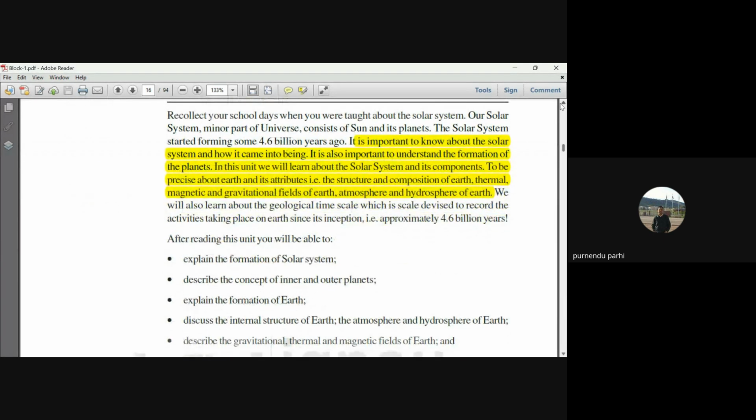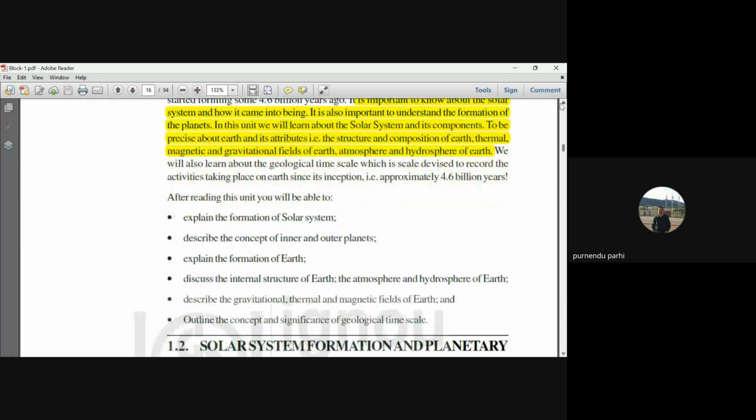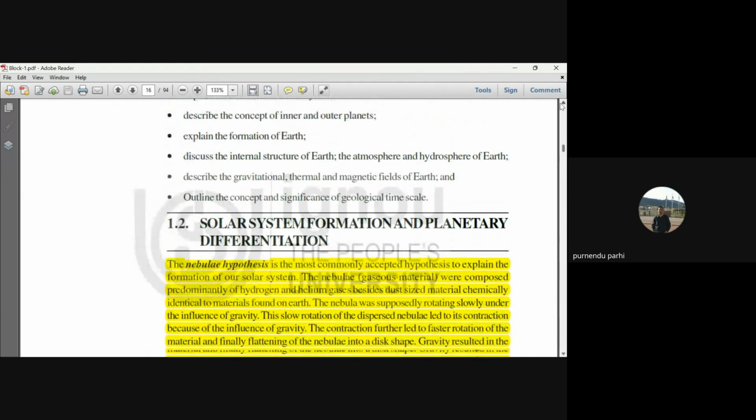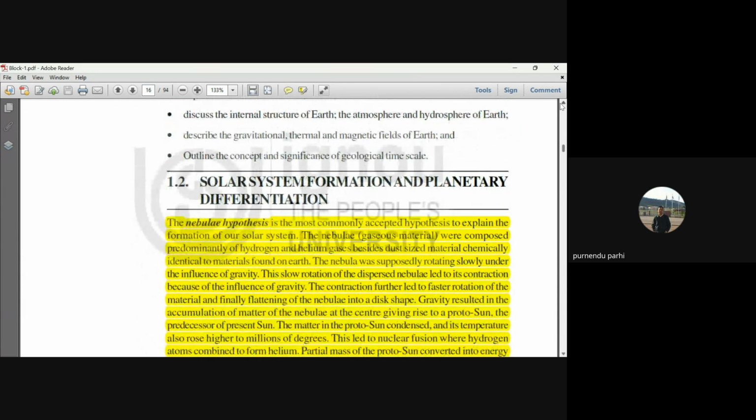After reading this unit, you will be able to explain the formation of the solar system, describe the concept of inner and outer planets, explain the formation of Earth, discuss the internal structure of Earth, describe the gravitational, thermal, and magnetic fields of Earth, and outline the concept and significance of the geological time scale. These are the basic things which you will learn by the end of this block.